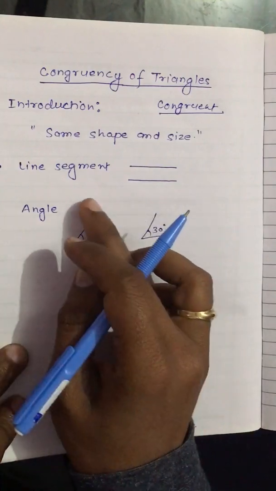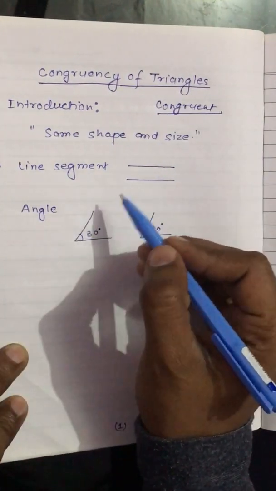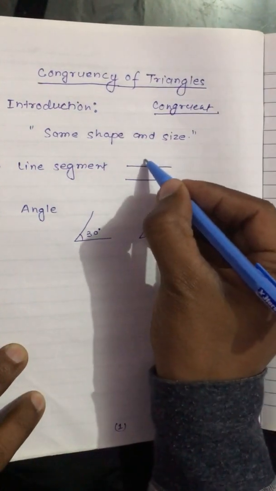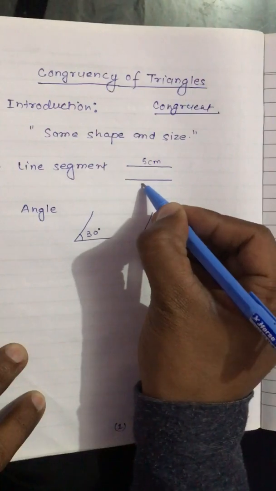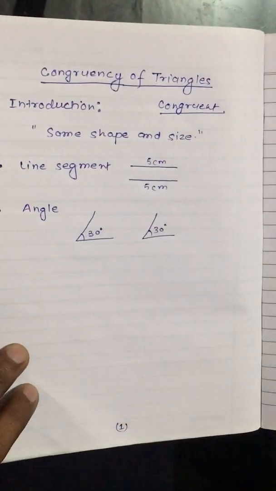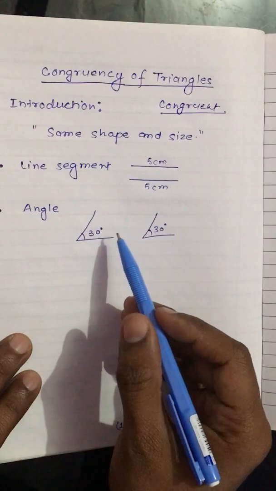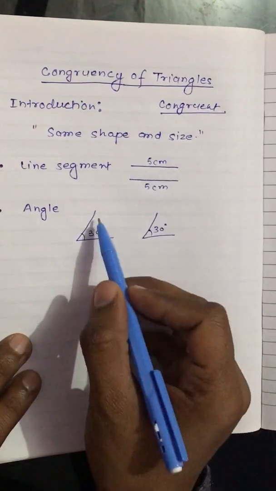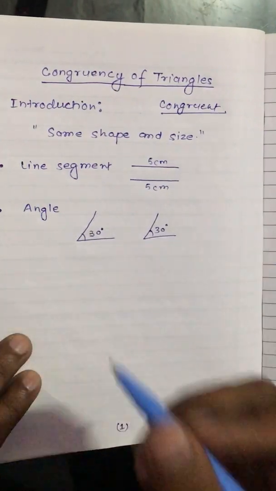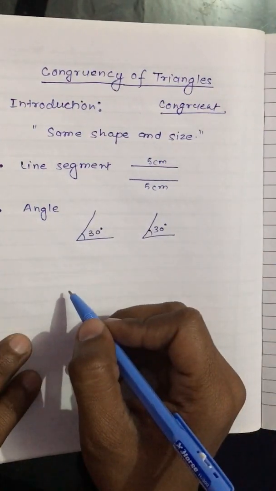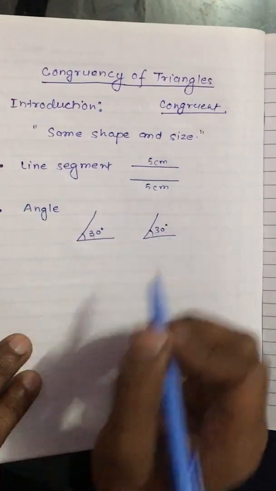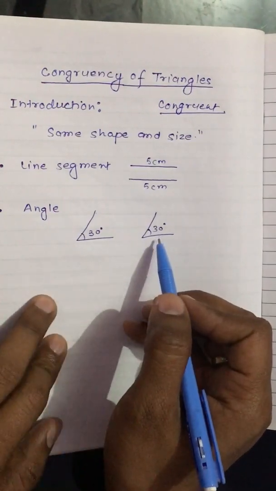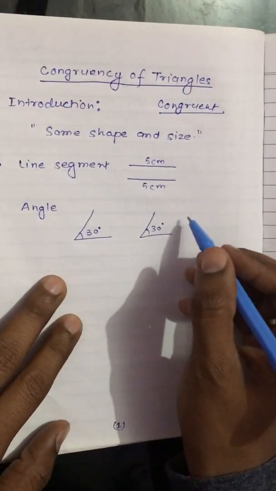If we talk about line segment, if two lines are similar in lengths, then they are called congruent. It means if this one is 5 centimeter, this one need to be also 5 centimeter. Same with the angles. If we talk about congruent angles, means if two angles are equal in magnitude, then they are called congruent angles. Let's see, this one is 30-degree angle and this one is 30-degree angle, so they are congruent angles.